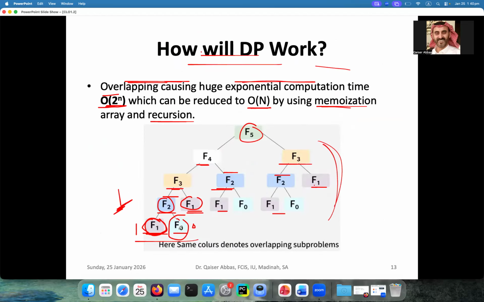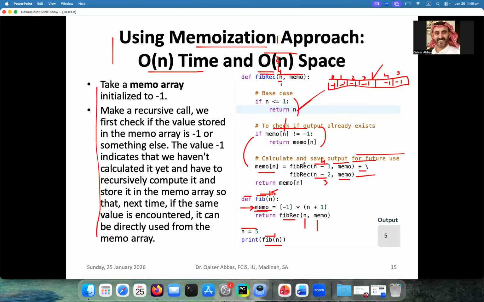Now let's see. When we called here, this was 1 and this was 0. And 0 plus 1, after adding, will become 1. And where is that stored? In memo[n]. What was the call here? F2. What was the value of n here? When the value of n was 2, the values were 1 and 0.